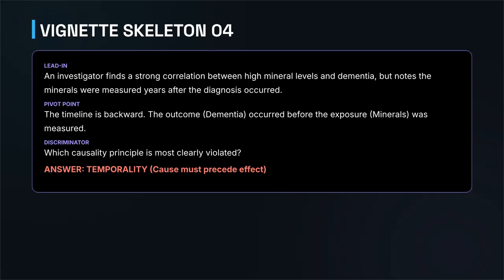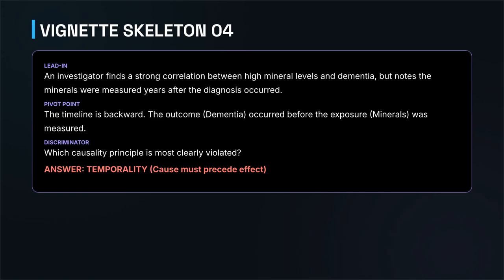The discriminator asks which core causality principle is most clearly violated in this prompt. The definitive answer is temporality, because the presumed cause must physically precede the effect. This vignette perfectly illustrates the extreme danger of reverse causality. A careless researcher might look at this strong statistical correlation and publish a sensational paper claiming that this rare mineral actively causes brain damage. The media would report it, and the public would panic.